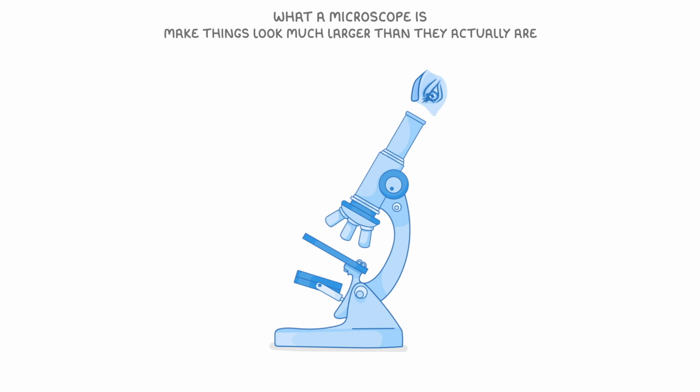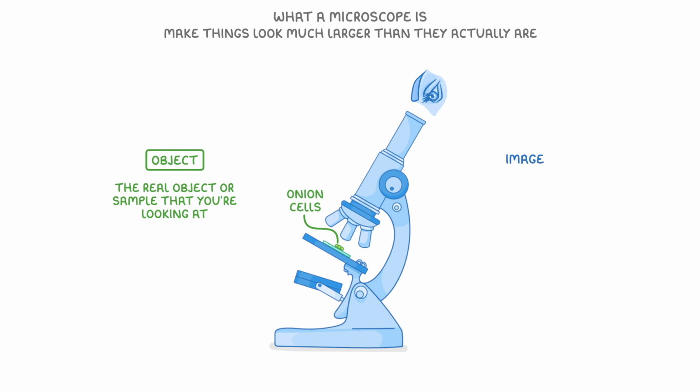Before we go any further though, we need to introduce the terms object and image. In microscopy, the term object refers to the real object or sample that you're looking at. So if we had some onion cells on our microscope slide, then the cells themselves would be the object.